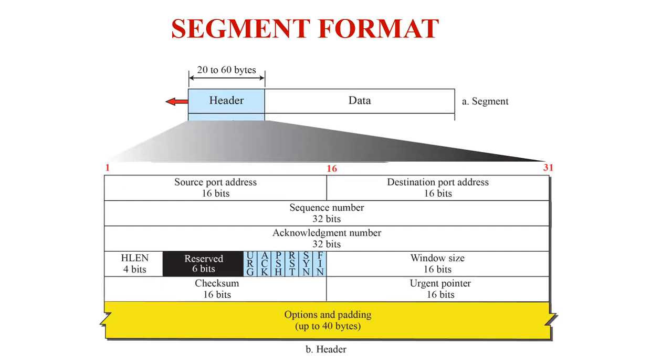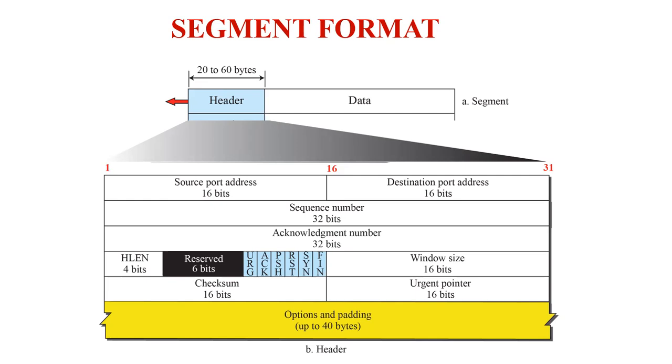Now, let us see the TCP header format. The TCP header format is of 20 to 60 bytes, followed by the data of a TCP segment. Now, this header, which is of 20 to 60 bytes, is going to be divided into the following categories. So the first field is source port address, which is going to be of 16 bits. Next field is destination port address, which is of 16 bits.